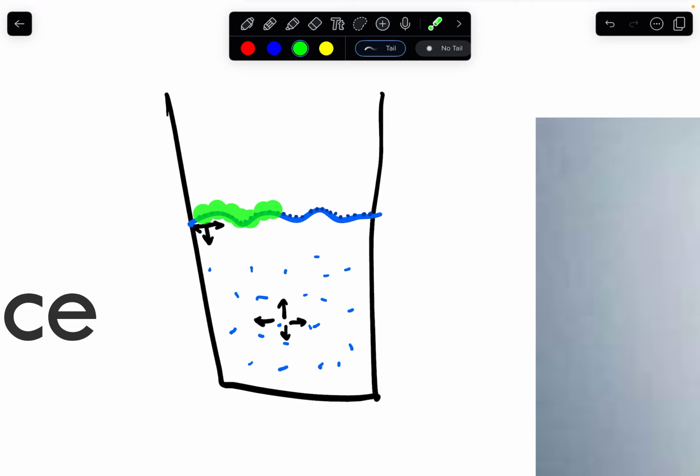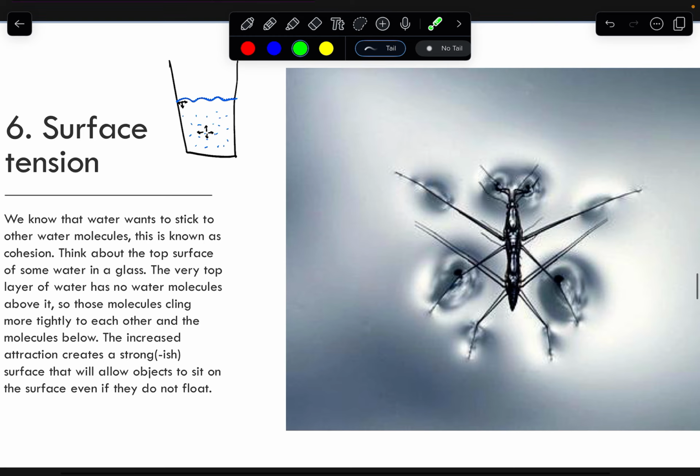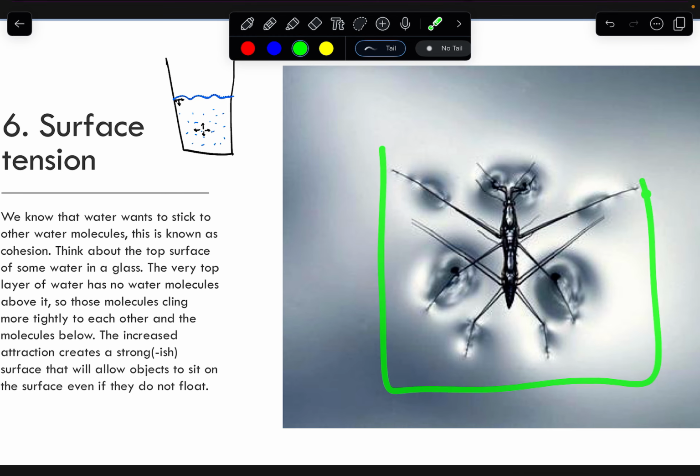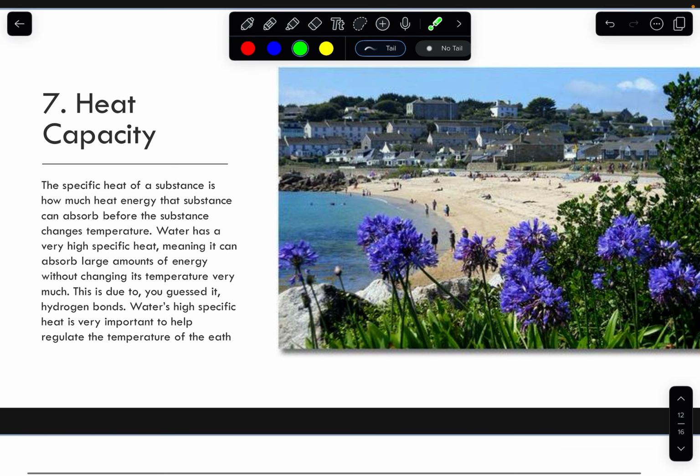They are not pulled up because what's above this very top layer of water molecules? It's air. All right, so because these water molecules are not pulled up, their bonds in the right and left direction are way stronger. And this is what creates surface tension. And surface tension is why, if you've ever done a belly flop into water, it hurts. All right, surface tension is also why small insects like this water strider here can essentially stand on water.